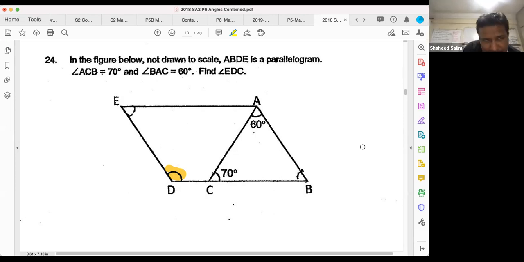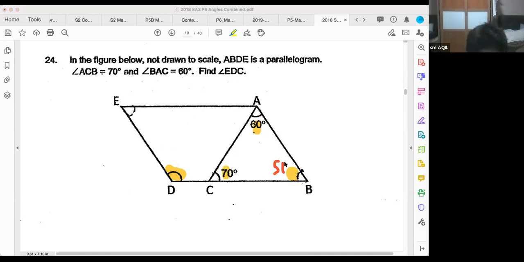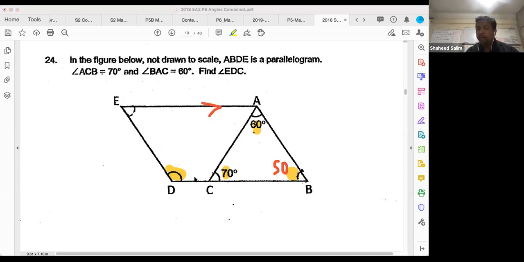Is it 180 minus 70? Then minus 60 or so. Don't forget. Okay, then what do you get? This is how Akil does it. 180 minus 70 minus 60. He will get what? 50. And he knows this parallelogram. Opposite angle is also 50.